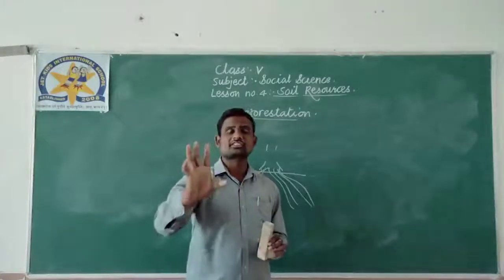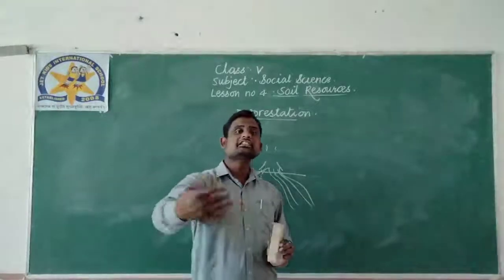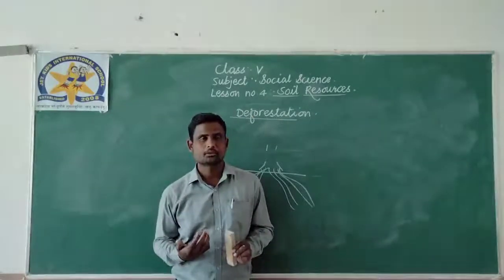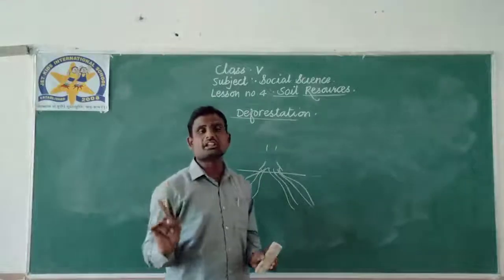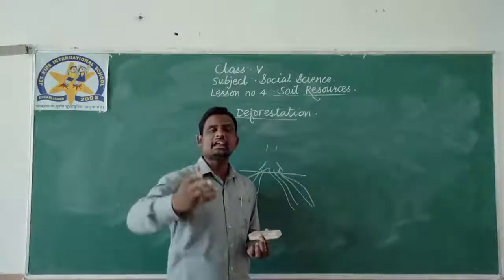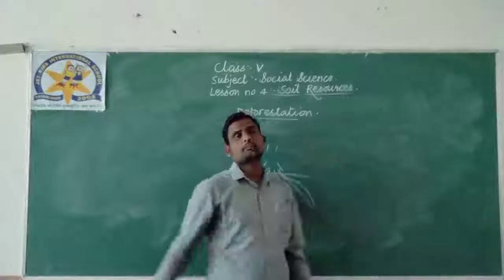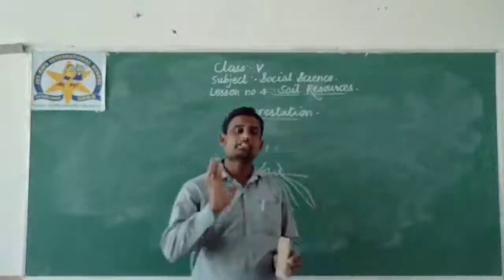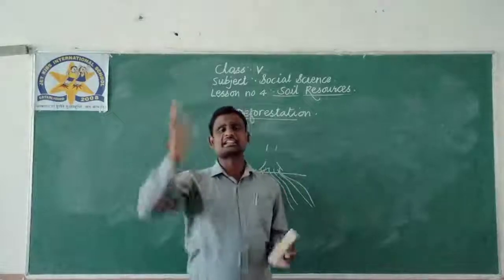So forests are very important for increasing the fertility of the soil. Soil plays a very important role. But if we cut down the trees, what will happen? The soil will become loose, and due to wind and water it will easily blow away. That's why trees are very important. But nowadays we can see that many trees are being cut down.